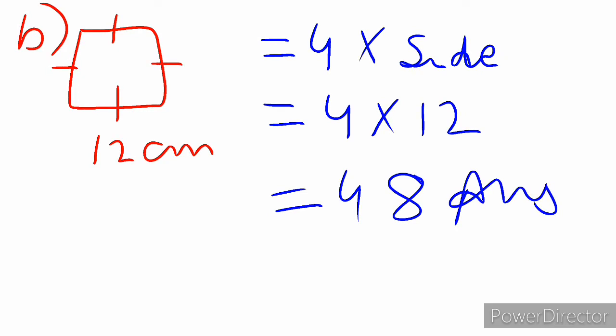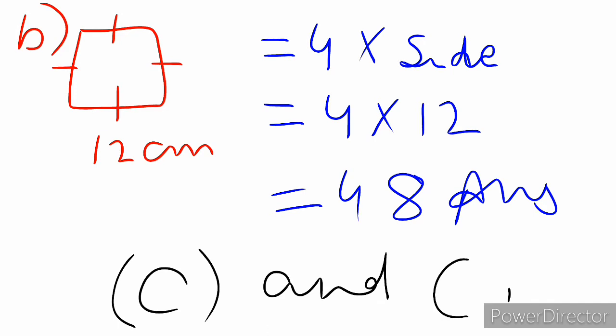So if I talk about the C part, then C and D are very easy, and C is similar to our A part and D is similar to only this B part. Okay, so C and D you can solve by yourself. Next we are going to solve the second question.